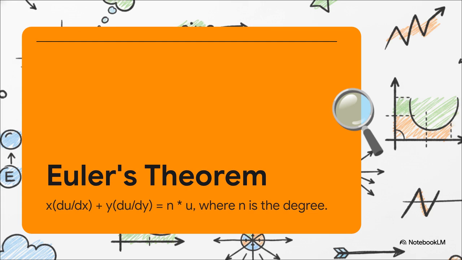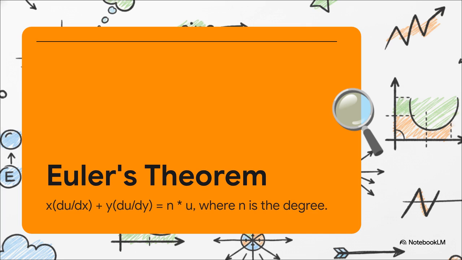Which brings us to the absolutely crucial formula. If you've successfully proven the function is homogeneous with degree n, Euler's theorem kicks in. It states that x times the partial derivative of u with respect to x plus y times the partial derivative of u with respect to y is exactly equal to n times your original function u.